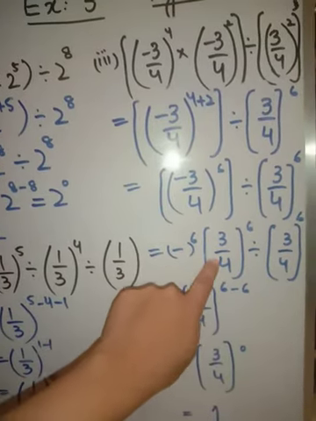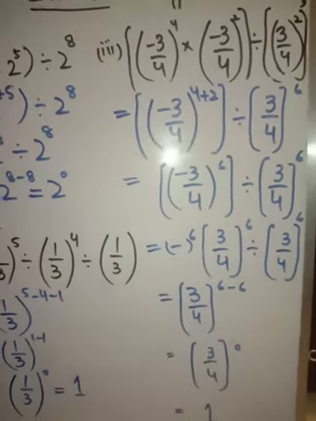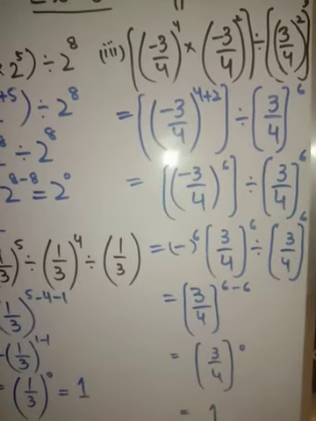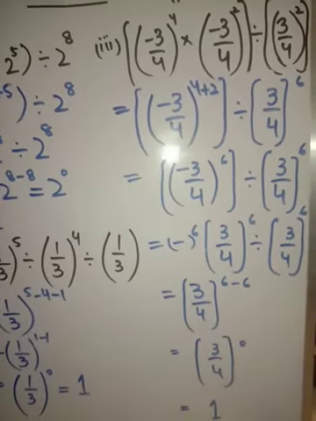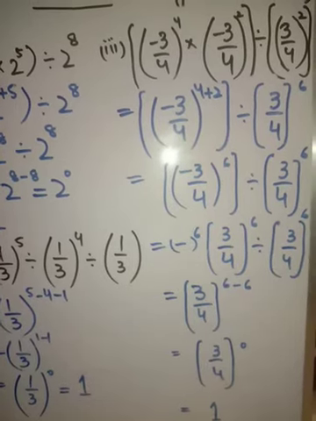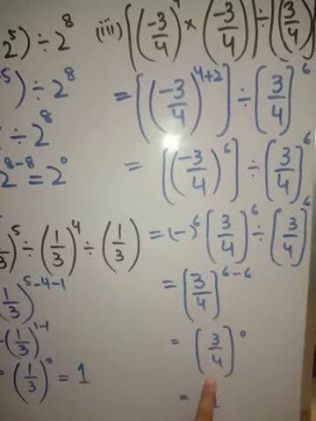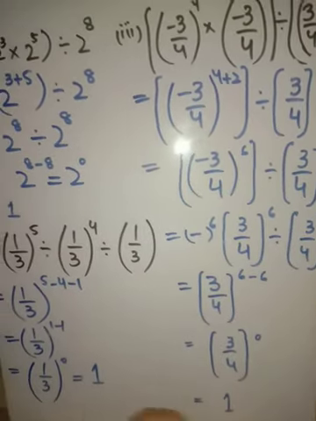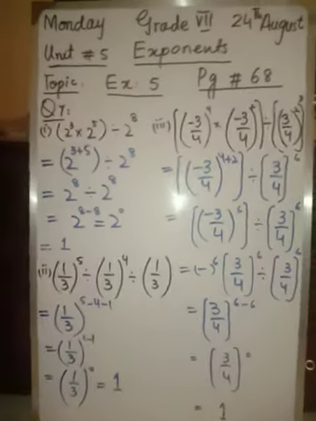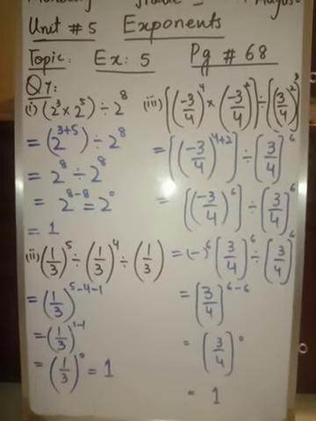3 by 4 raised to power 6 divided by 3 by 4 raised to power 6. Same case, the base is the same, and they are dividing, so subtract the exponents. 6 minus 6, which is equal to 0. Any base with 0 power is equal to 1. So the answer will be 1. Note these questions in your notebook, students.